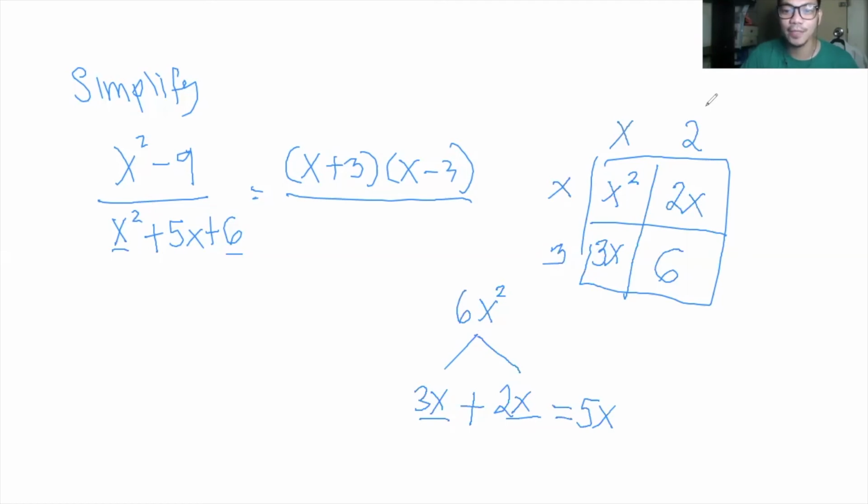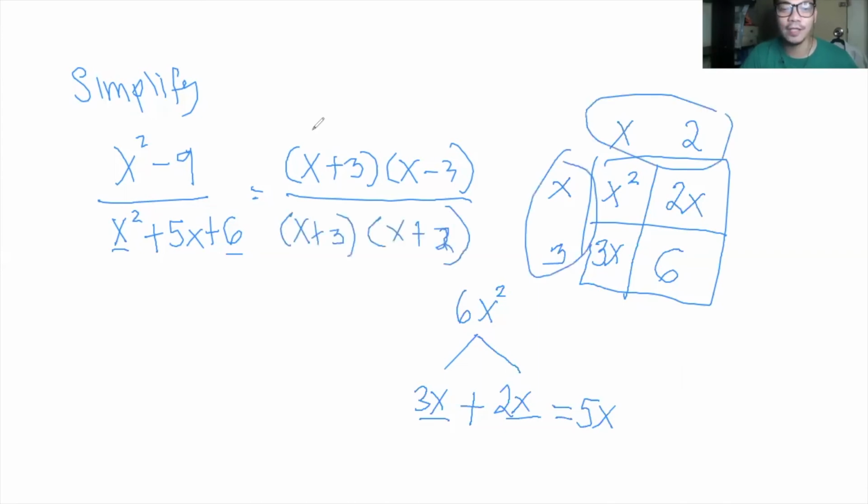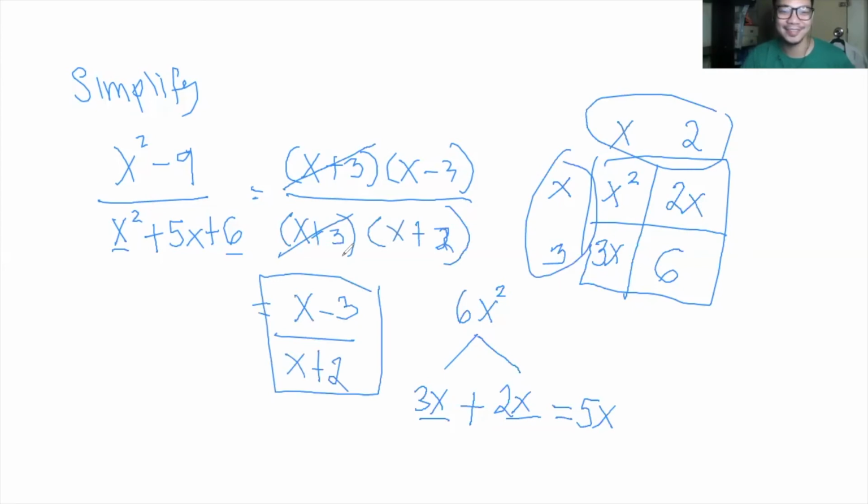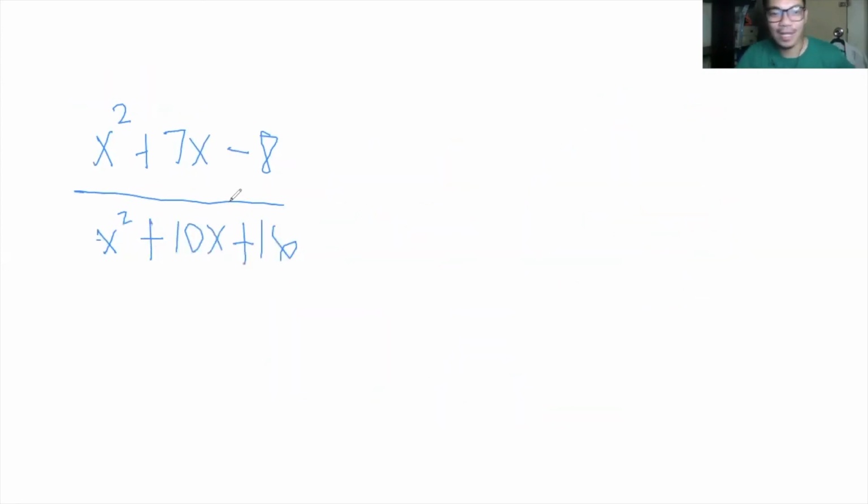Sorry, x plus 2. Okay, they are now written in factors, so we can now cancel the common factors, which is the x plus 3. So what's left now is x minus 3 over x plus 2. So this is now the simplified form of the expression. Let's have now our last example for this video.